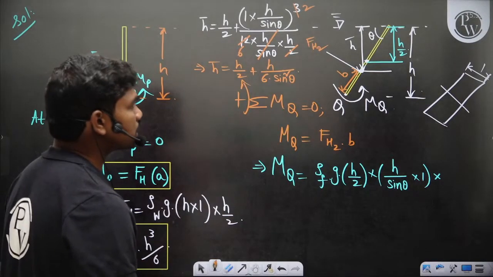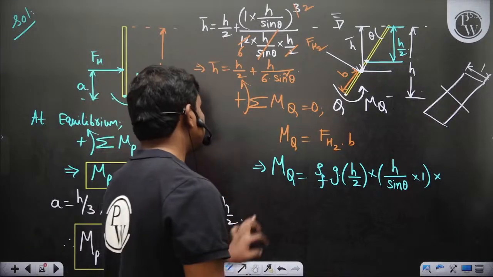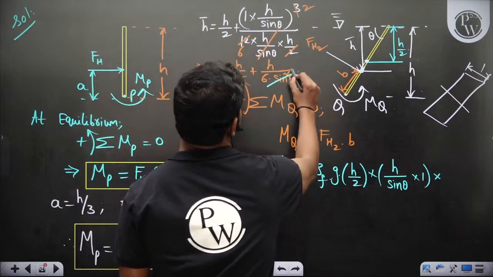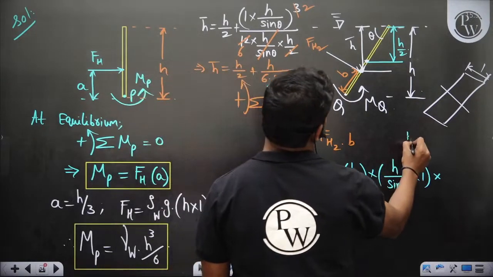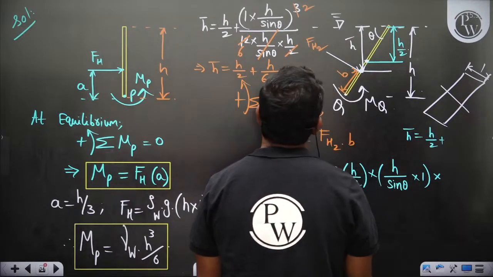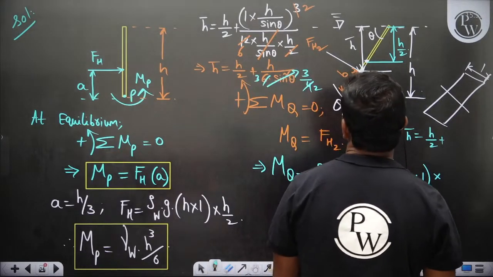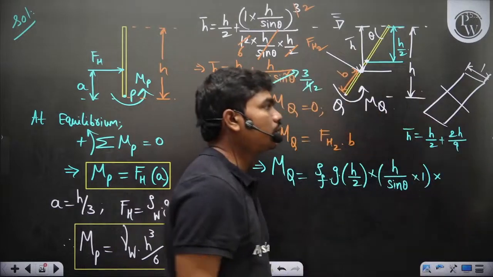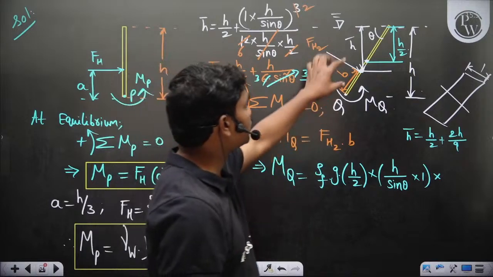square theta, and the value of sine square theta: sin theta is sin 60, root 3 by 2, so sine square theta is 3 by 4. So then in that case h bar is equal to h by 2 plus 2 by 3 times 3 is 9 by 2, so 2h by 9, that's the value. So h times 1 by 2 plus 2 by 9. Now that's the depth of this centroid.